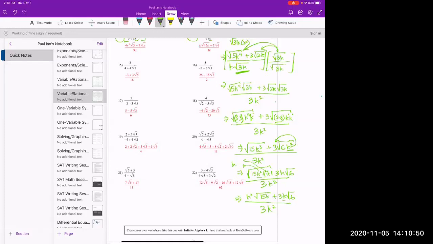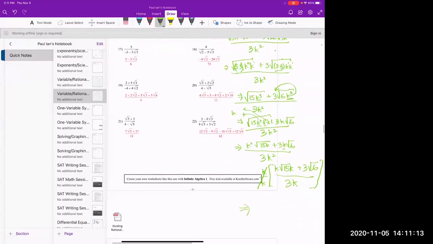Yeah. So the k, right? So k can come out, right? So when you do this, you have k root 15k plus 3 root 6 over 3k, right? And the k is also at the bottom, so you can cancel k, right? So that becomes 1. And your answer is k root 15k plus 3 root 6 over 3k.